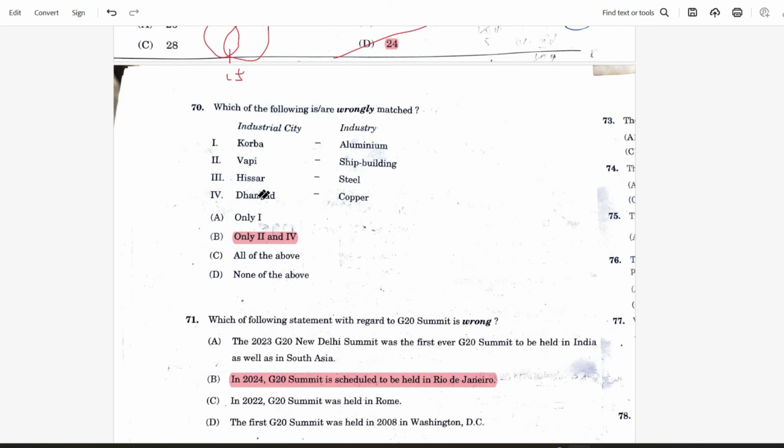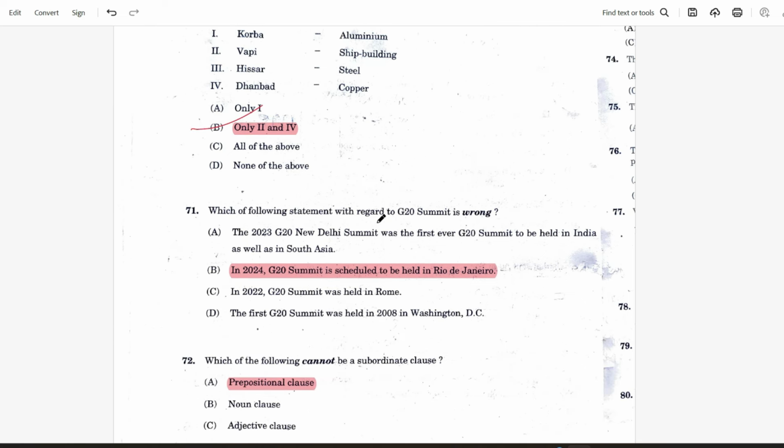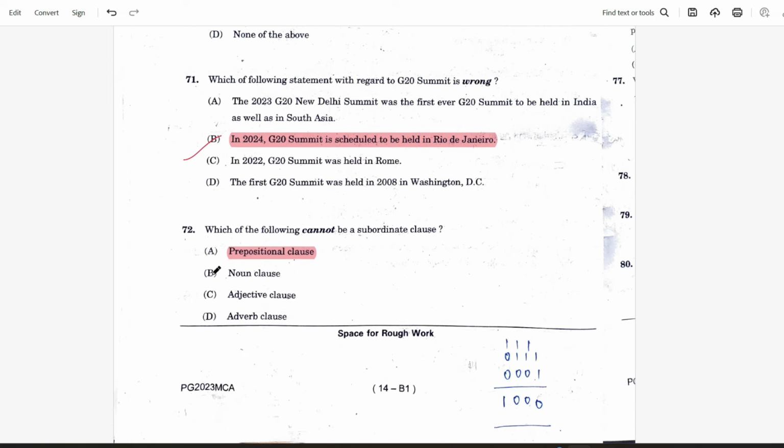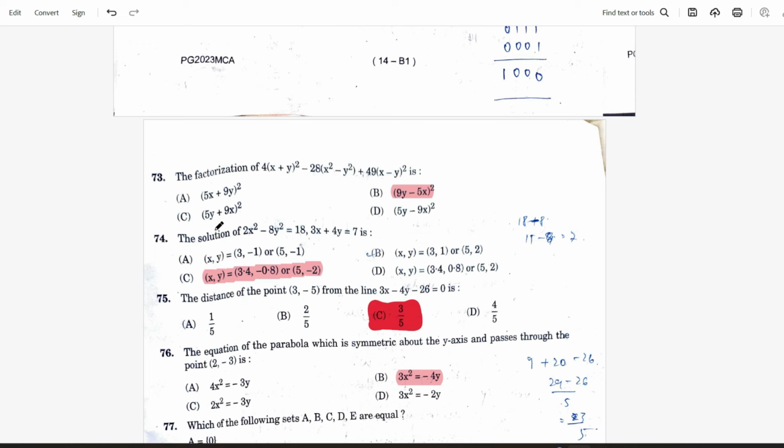Next, matching of the following, like industrial cities with areas. Option B is the right answer. Which of the following statements regards the G20 summit in the recent event? Option B is the right answer. Which of the following cannot be a subordinate clause? Option A is the right answer. And about some factorizations, option B is the right answer.